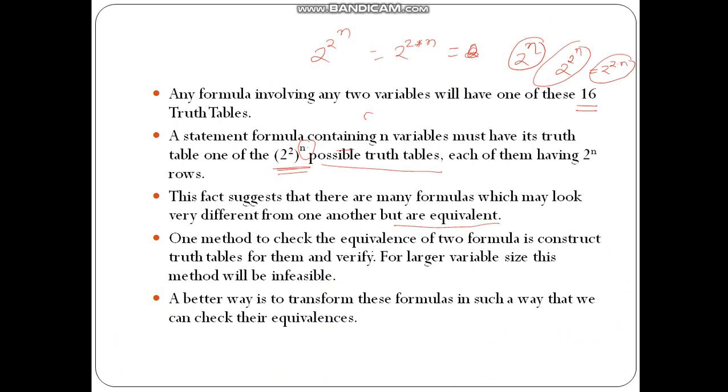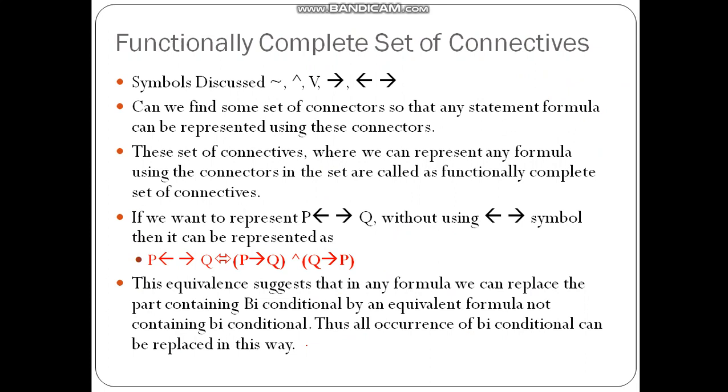So moving ahead, one method to check the equivalence of 2 formulas is to construct the truth table, and we have already done this, and verify. But for a larger number of variables, the truth table is infeasible, and there are better ways to transform these formulas in such a way that we can check their equivalences by using some formulation method. So let us move ahead, and let us now discuss what a functionally complete set of connectives is.